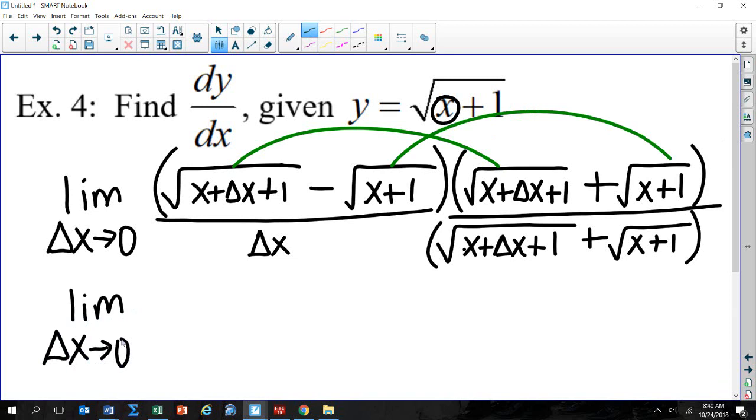So first times first, we get x plus delta x plus 1, because we're squaring a square root, so those are inverse operations, so they just go away. And then I have minus. And what needs to follow a minus sign? Parentheses. Don't forget your parentheses. After the minus sign, if you don't put your parentheses, then you're going to not experience all that nice cancellation. Okay? Last times last, you just get x plus 1 inside the parentheses.